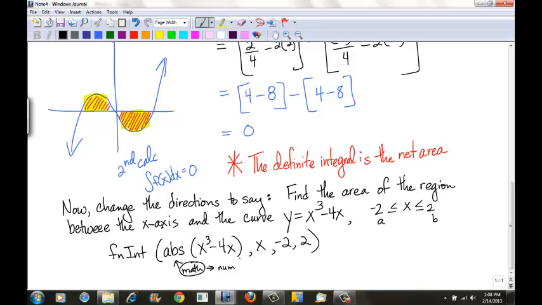Now check: I got 2 lefts, so I should have 2 rights. And now this time it changes our answer. Our answer is 8. So that means this area would have been 4, this area would have been -4, and the net area would have been 0.